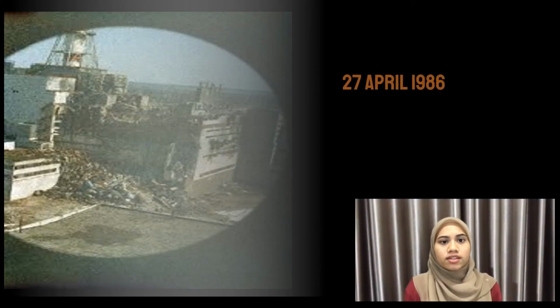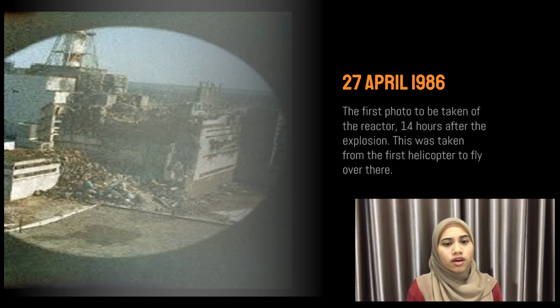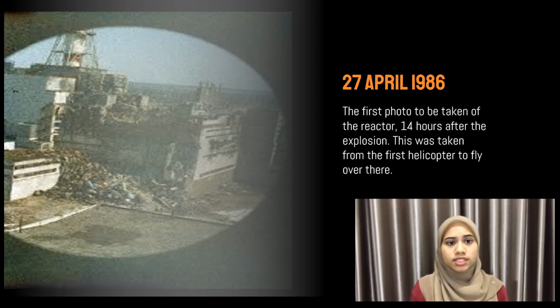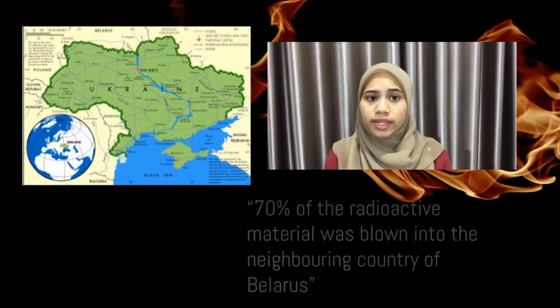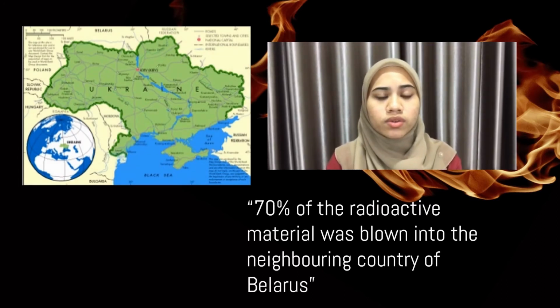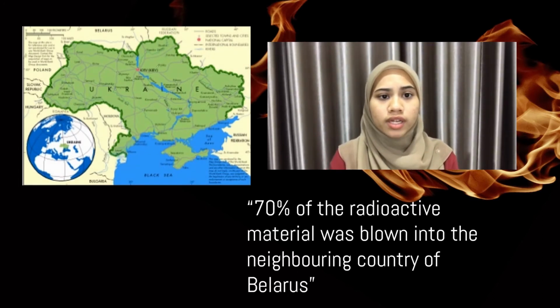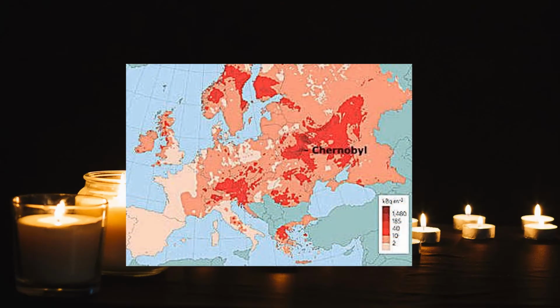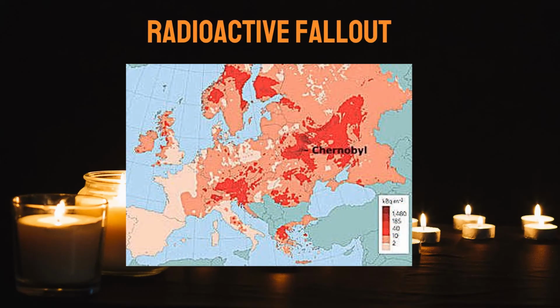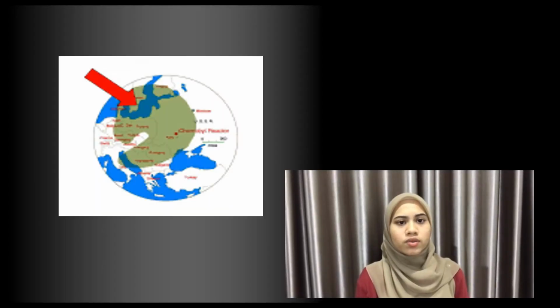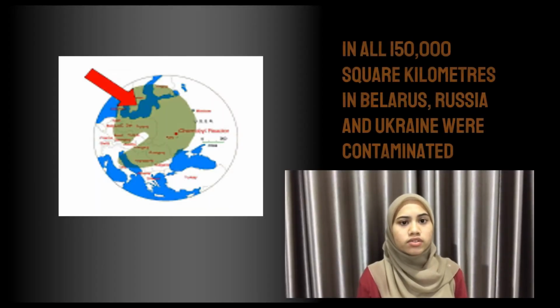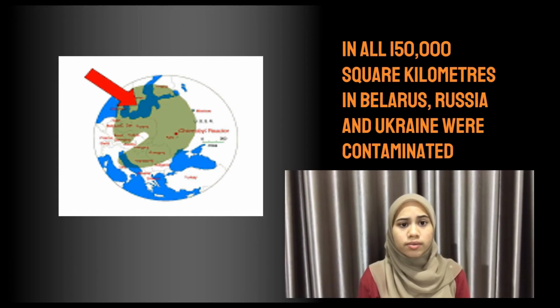On 27 April 1986, the first photo was taken of the reactor, 14 hours after the explosion. 70% of the radioactive material was blown into the neighboring country of Belarus. In all, 150,000 square kilometers in Belarus, Russia, and Ukraine were contaminated.